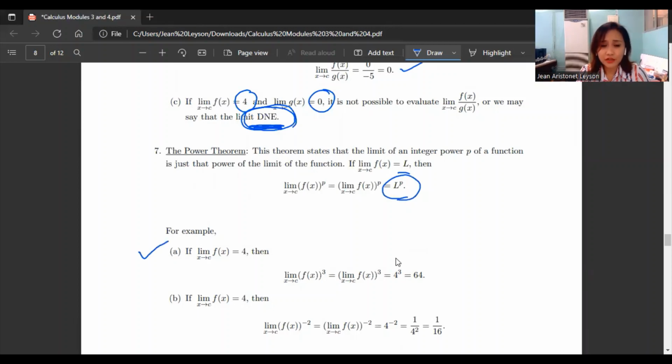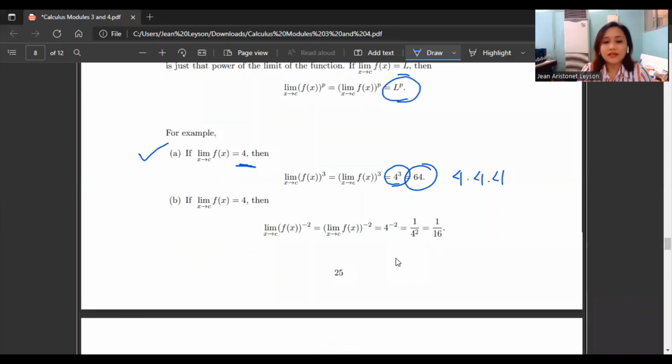So for example, letter A: given that the limit of the function as x approaches c is 4, then the limit of f of x cubed as x approaches c. We already know the limit, which is 4 raised to the power of 3. So that's 4 times 4 times 4, which is 64.